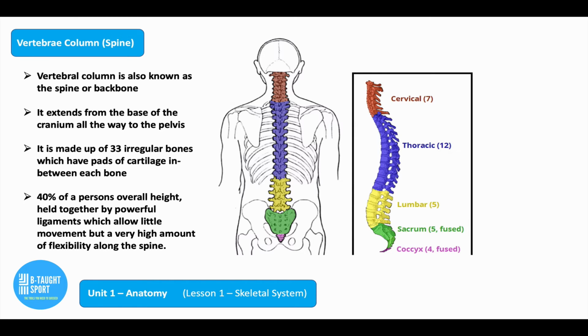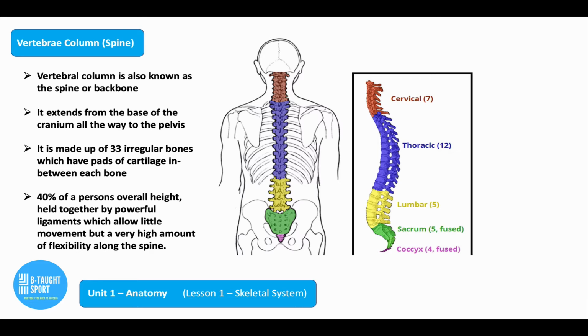Alongside that, you need to make sure you know about the vertebrae column. Now, you guys might know it as the spine. Now, it's broken up into 5 different sections, and it extends from the base of the cranium and goes all the way down to the pelvis. And there are 33 irregular bones in total. Now, we're going to look at types of bones in a second. It actually equates to 40% of a person's height as well.